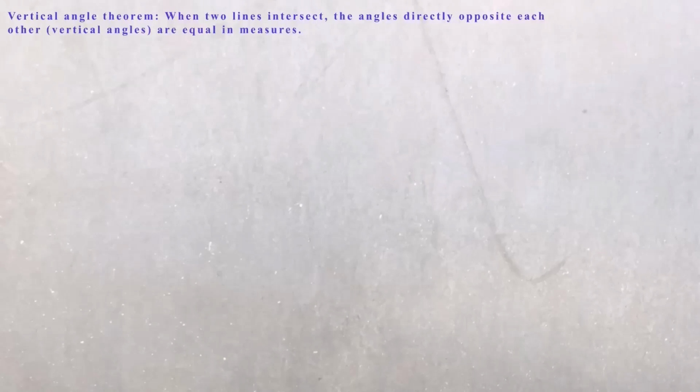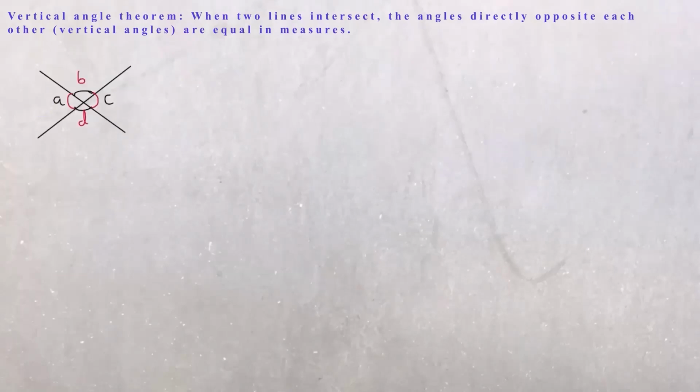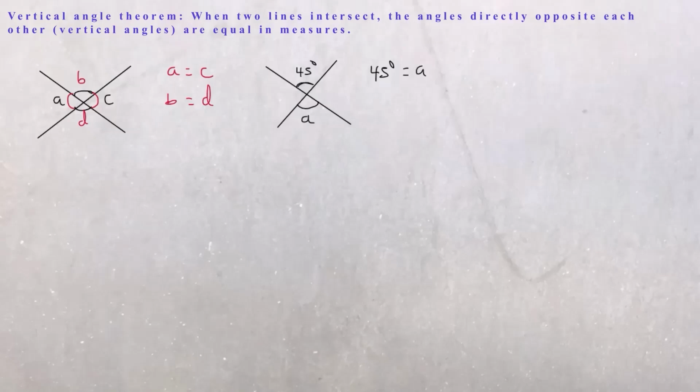The next fundamental angle concept is the vertical angle theorem. This theorem states that when two lines intersect, the angles directly opposite each other are equal in measure. Looking at this, these two lines intersect, and the theorem states that A equals C and B equals D. Considering this example, A will be equal to 45 because they are directly opposite to each other.